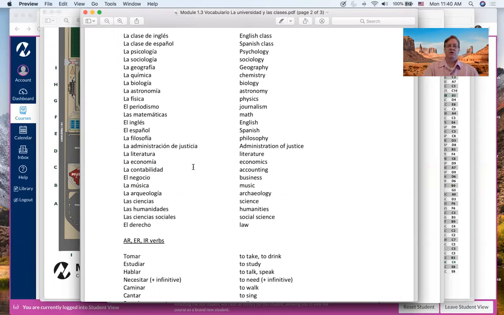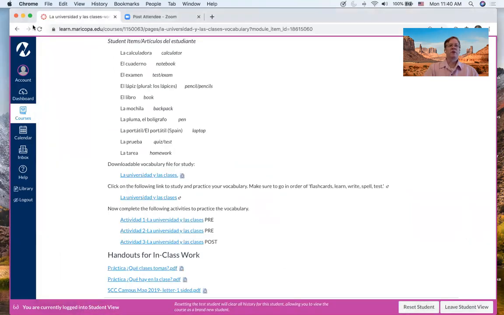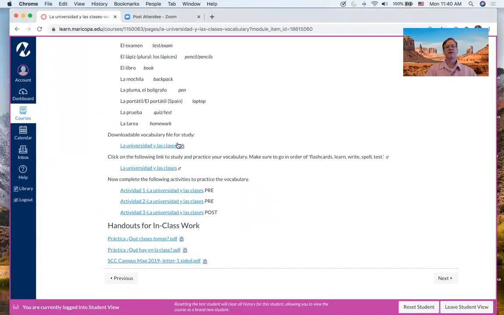So study your vocabulary. Let me go back to our Canvas view. Study the list. You may print it. If you have a binder, you can put it in your binder. You can practice the vocabulary on Quizlet. And be sure to do your pre-exercises weekdays if you're taking a live online class before class, and your post-exercises after class or over the weekend.